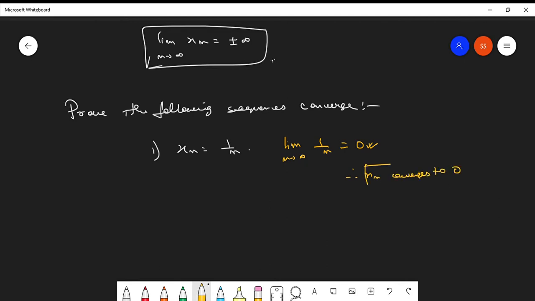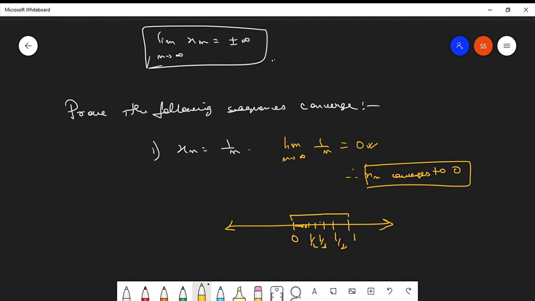The graphical representation is something like this. Say this is 1, this is 1 by 2, this is 1 by 3, and they keep getting close. This is 1 by 4, and so on. They keep getting close, and we have infinite numbers here till we reach 0. This forms an interval, right? We have infinite numbers inside this interval. They keep on decreasing and finally reach 0. This is also an example of a monotonically decreasing sequence.